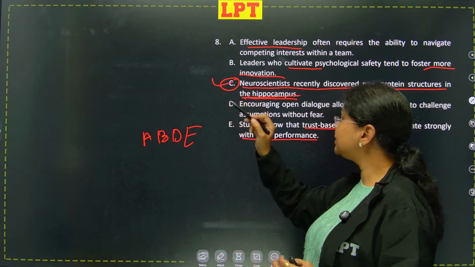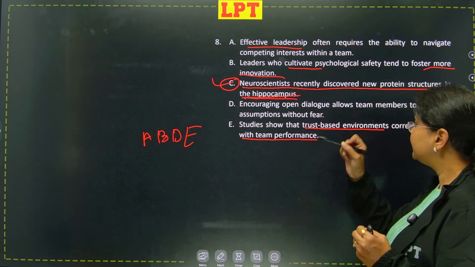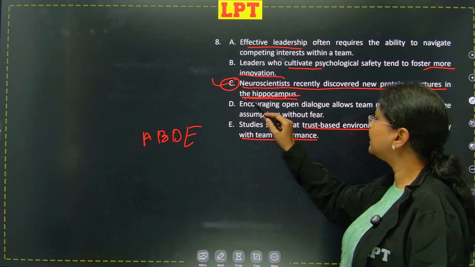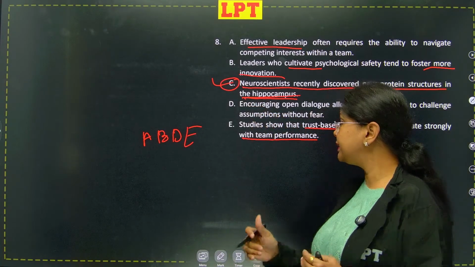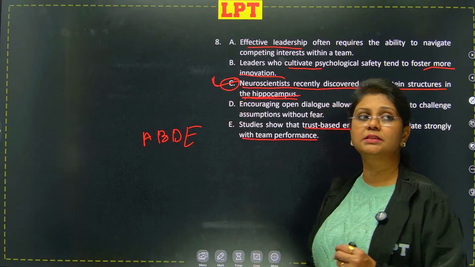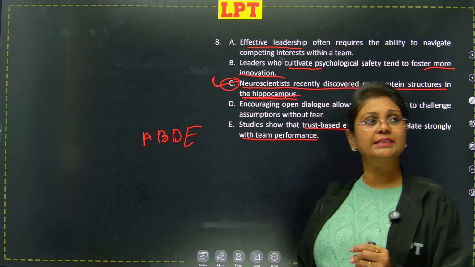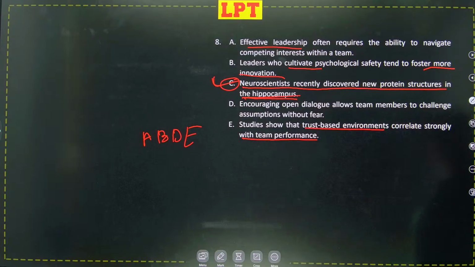On the other hand, C talks about neuroscientists discovering new protein structures in the hippocampus. So that does not really relate to the other four sentences, making C the odd one out. So that's the answer that we were looking for.